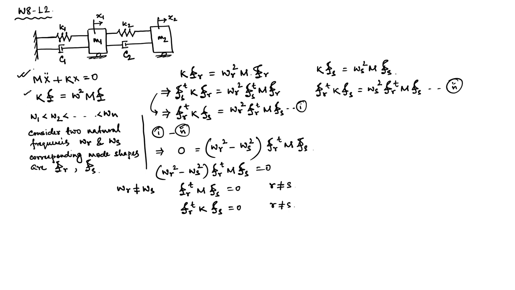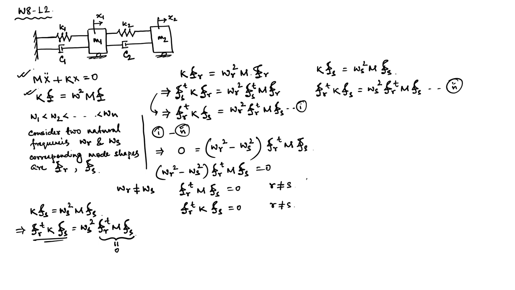We consider this equation. So, what we have there, k times phi of s is equal to omega s square m times phi s. Now, if we pre-multiply both sides by phi r transpose, on the left hand side we have phi r transpose k times phi of s, which is equal to omega s square phi r transpose m phi s. Now, if this quantity is 0, obviously this quantity on the left hand side must be equal to 0, and that is what we get here.